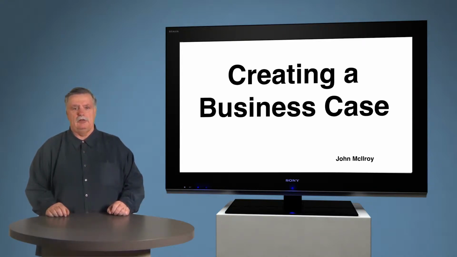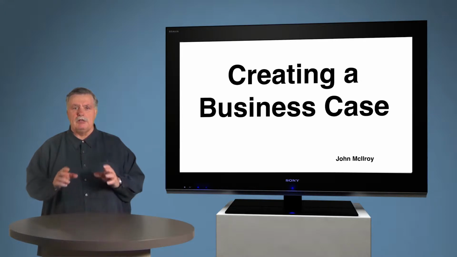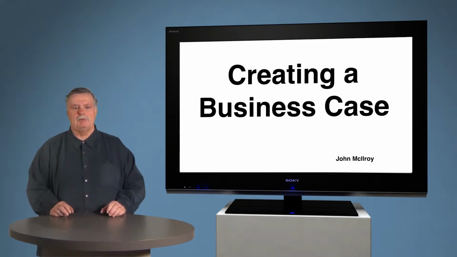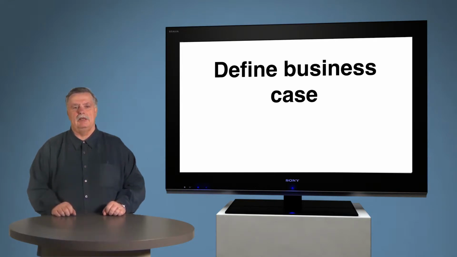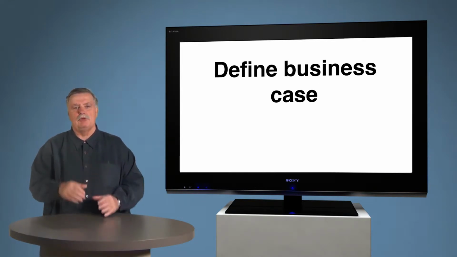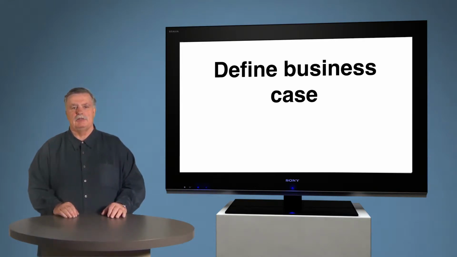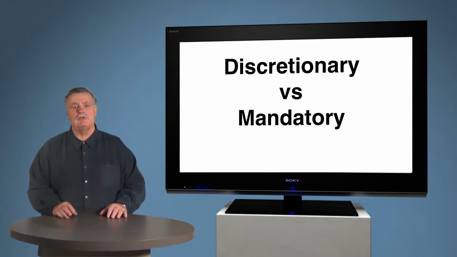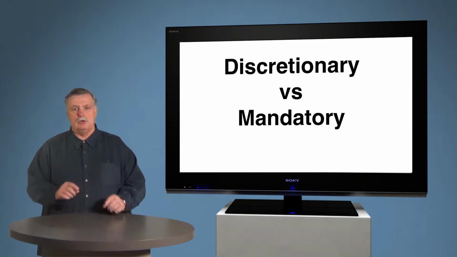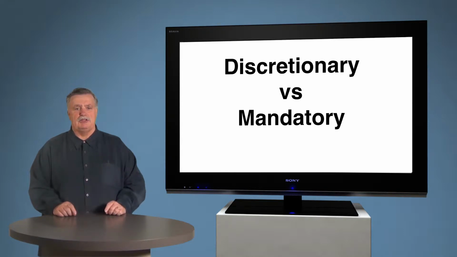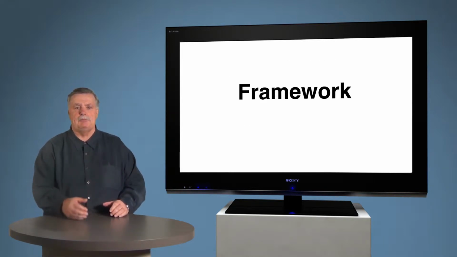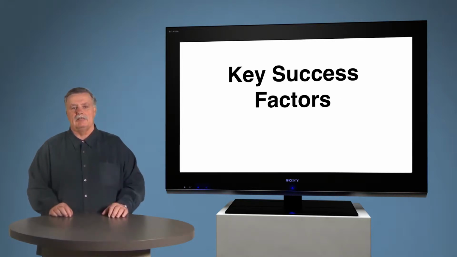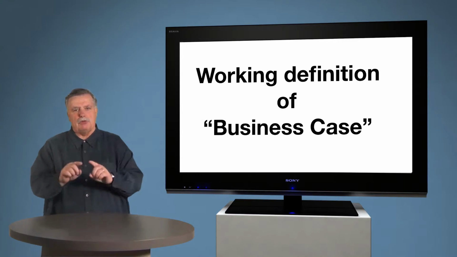I'm John McElroy. In this movie series, we'll look at creating the business case through the eyes of a project manager. In this introduction, I want to start by defining the business case. We need a working definition we can use throughout the entire movie series. After that, we'll look at mandatory versus discretionary projects. We're going to use a slightly different approach for each. After that, we'll build a framework, something we can use to build our business case step by step. Then we'll look at success factors, things that should go in every business case we develop. Let's start with the working definition.